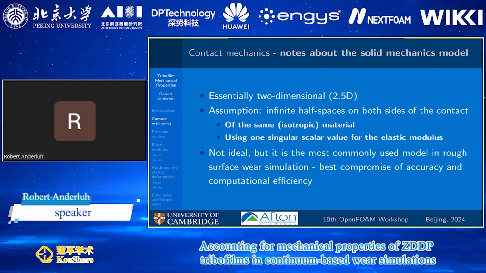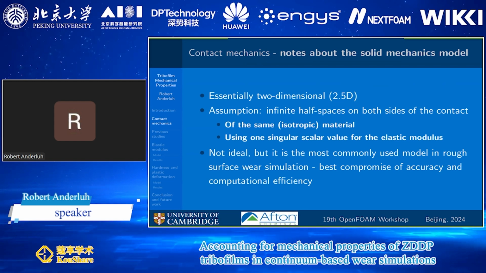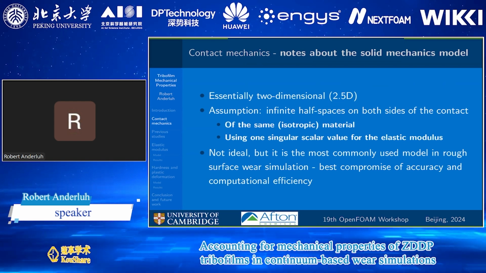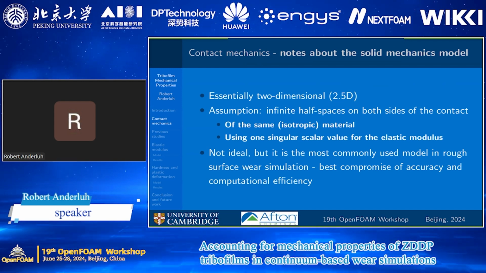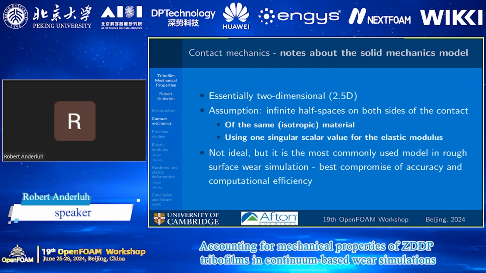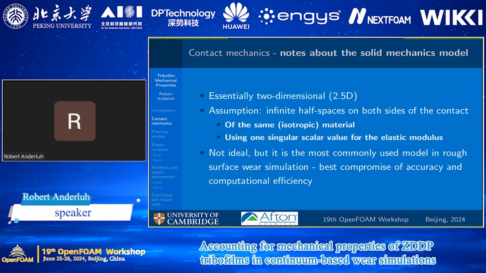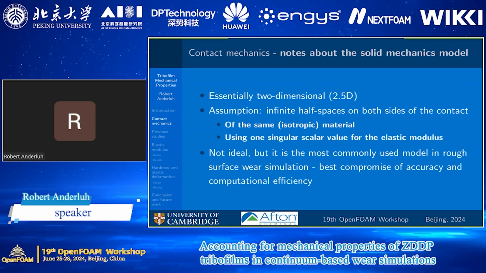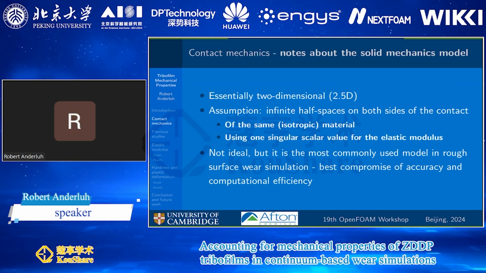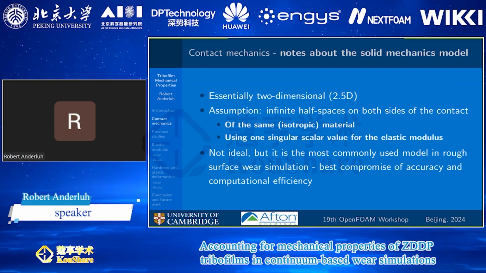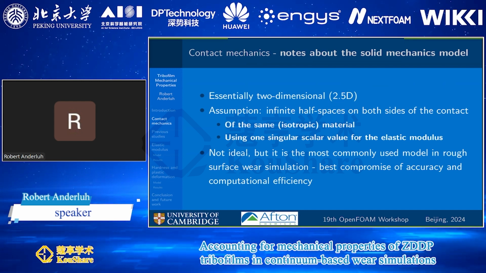It's also important to note that it is essentially two-dimensional. Conservation equations are solved in 2D, but we are also tracking heights of the surfaces along the 2D domain, which gives us an additional half dimension. One key assumption is that on both sides of the contact, infinite half-spaces of the same isotropic material are present, which means that we plug in one singular scalar value for the elastic modulus, which is problematic for us because the reality is not like this.